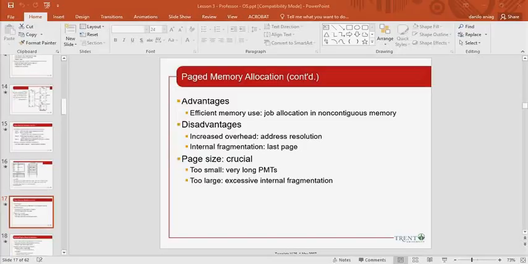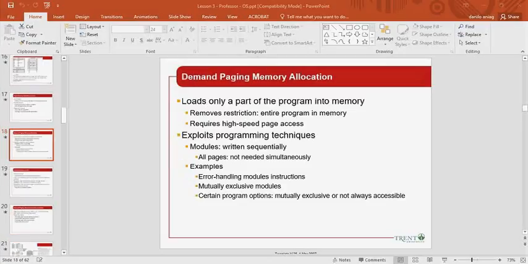The key to the success of this scheme is the size of the page. Like I said before, a page size that is too small will generate very long page management tables, while a page size that is too large will result in excessive internal fragmentation. Determining the best page size is an important policy decision. There are no hard and fast rules, and definitely it is a hit and miss sometimes.